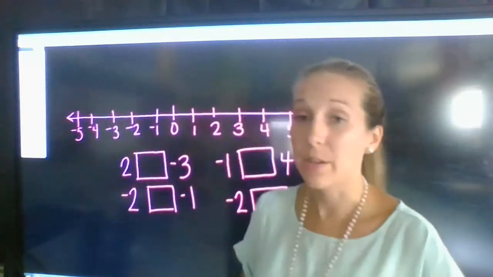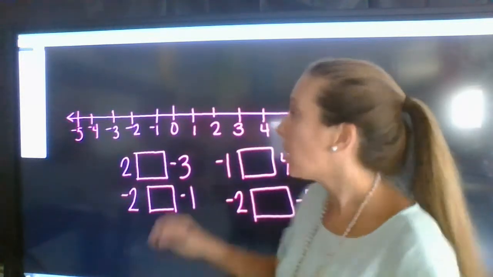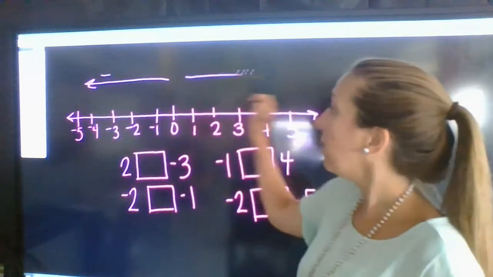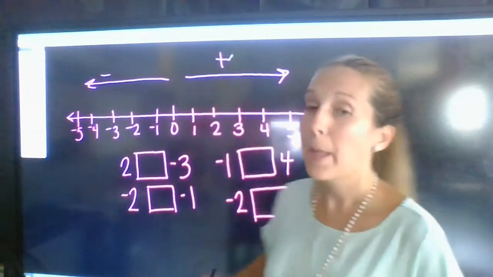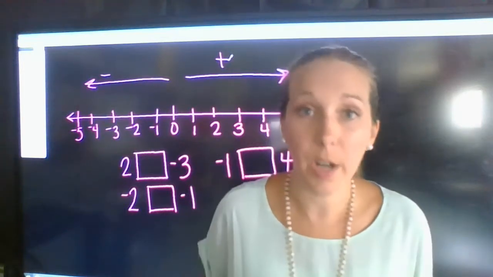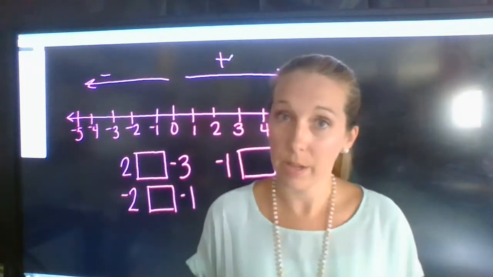Now, let's look at this on a number line. Few things before we get started. Everything to the left of 0 on a number line is negative, and everything to the right is positive. Positives are always greater than negative, no matter the number. Positives are always greater than a negative.